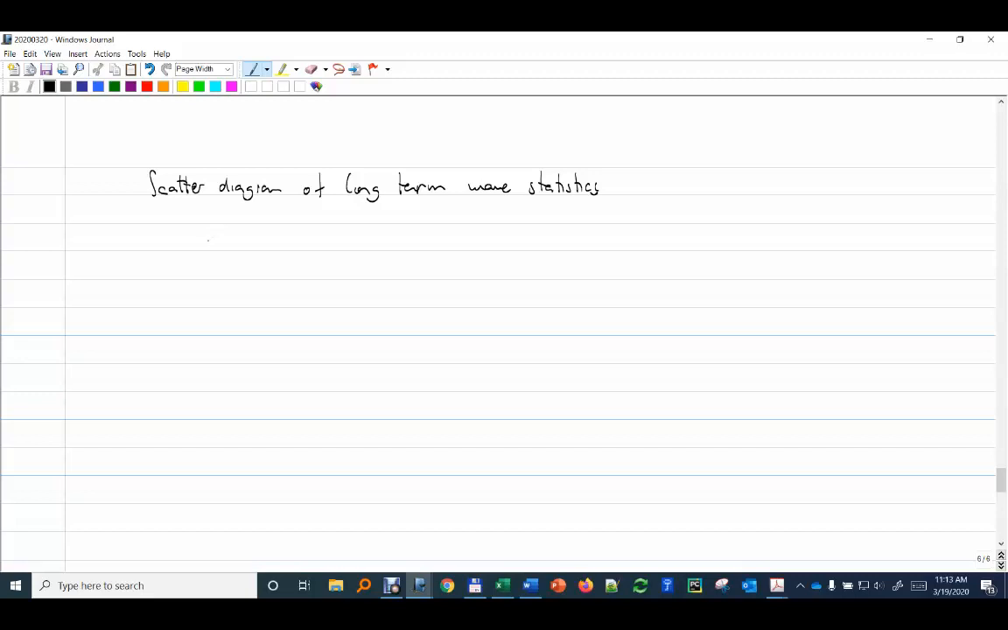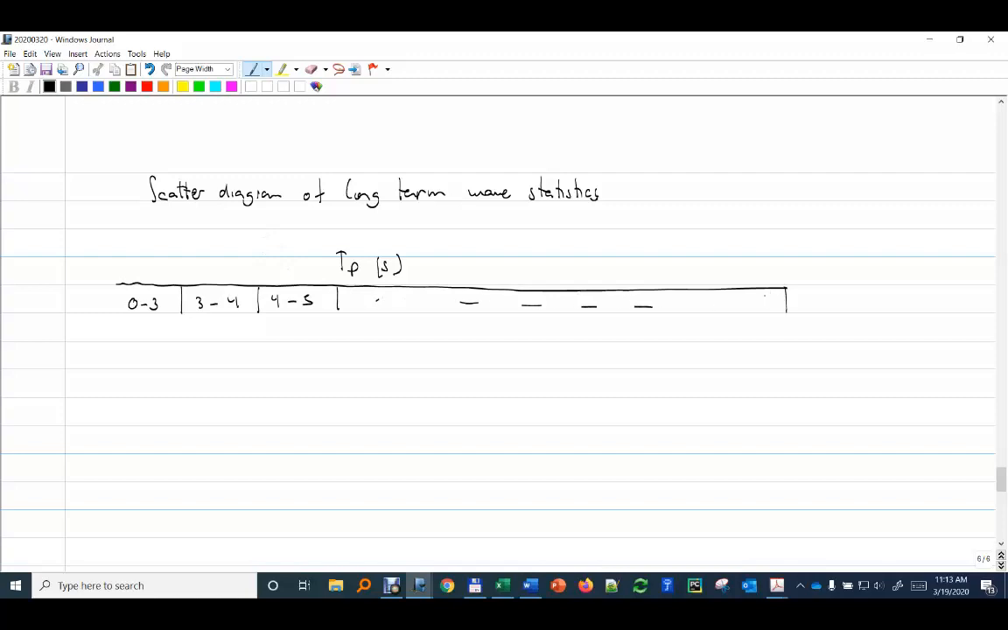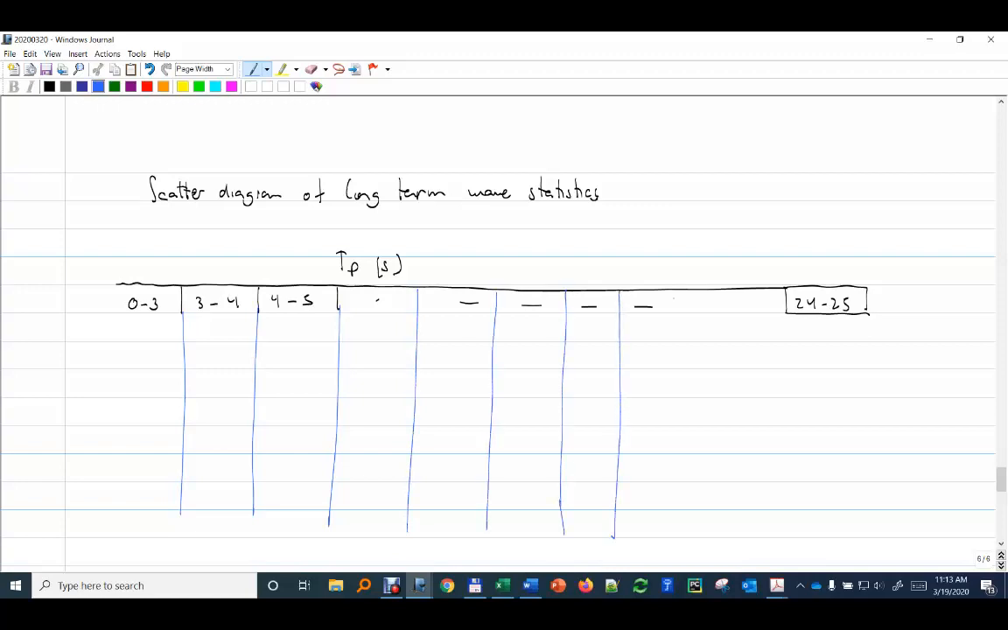What we do is we put the TP in bins, in seconds. So it's like a frequency analysis, but made on a two-dimensional space. We can have, for example, from 0 to 3 seconds, then from 3 to 4 seconds, if they are in that bin, then 4 to 5, and we continue like that. Maybe we go all the way, as you saw from the diagram, to 24, 25 seconds. So we create these columns, we split in bins. These are the bins of TP.